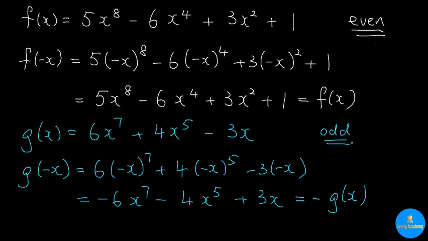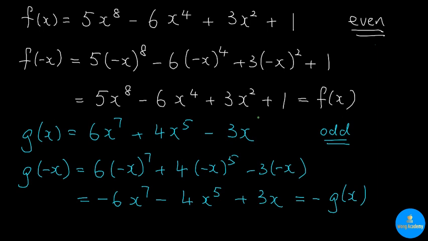By now, you can probably guess where the names even and odd functions come from. If we have a polynomial function, then it is an even function if and only if all the powers are even numbers, such as x to the power 8, x to the power 4, x to the power 2, or x to the power 0. And it is an odd function if and only if all the powers are odd, such as x to the power 7, x to the power 5, and x to the power 1.